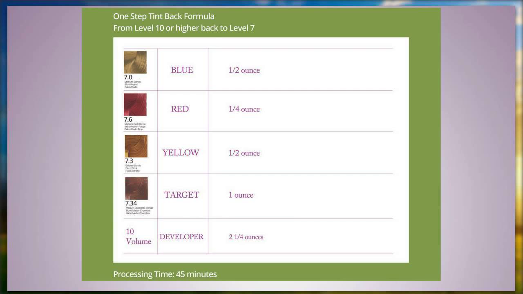Okay, so first thing you want to do is use a tint back formula if you're going to dye someone back more than 2 levels. So if you're going from a level 10 to like a level 8, you can use just your level 8 formula. You're going to be just fine. But if you're trying to get back down to a level 7, that's when you're going to need more of this.